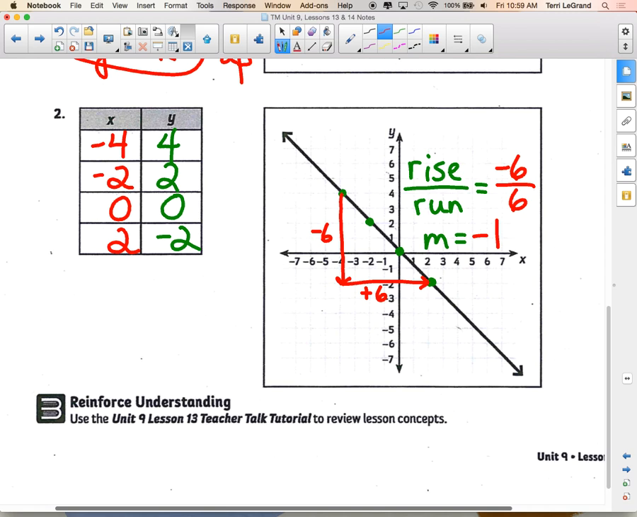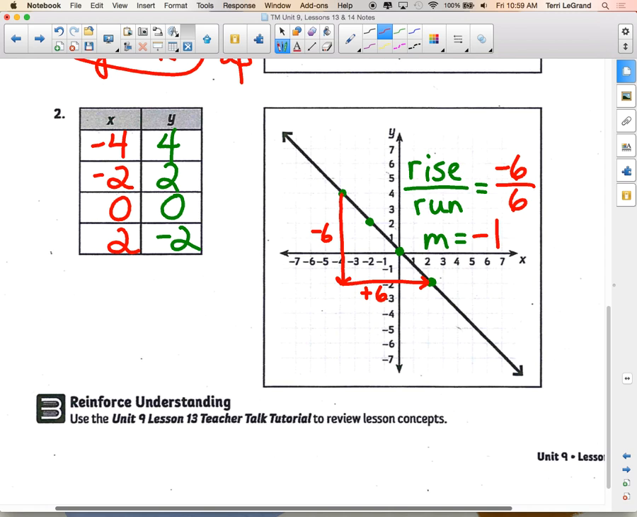Okay. Who else is done? Ready to share their rise and their run? Hannah, what did you get for rise and run? -4 over 4. What does that equal then? -1. Cool. She got the same slope. How about you, Sammy? What did you get? What's your rise and run? -2 over -2. So what does that equal?